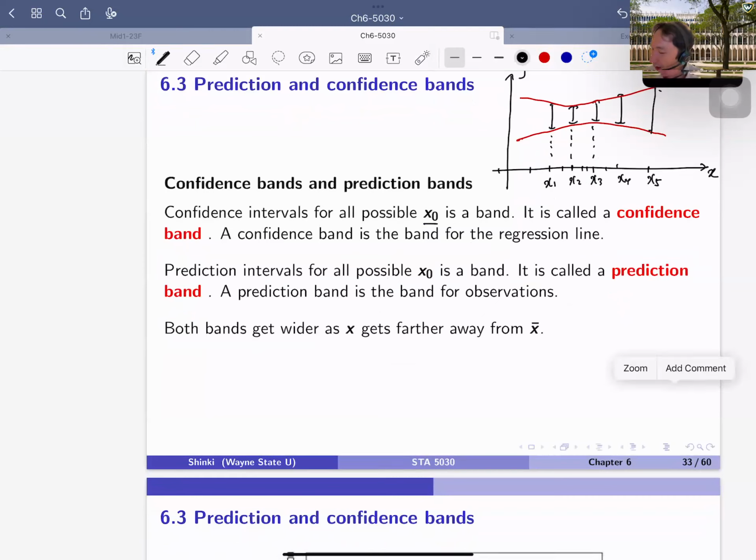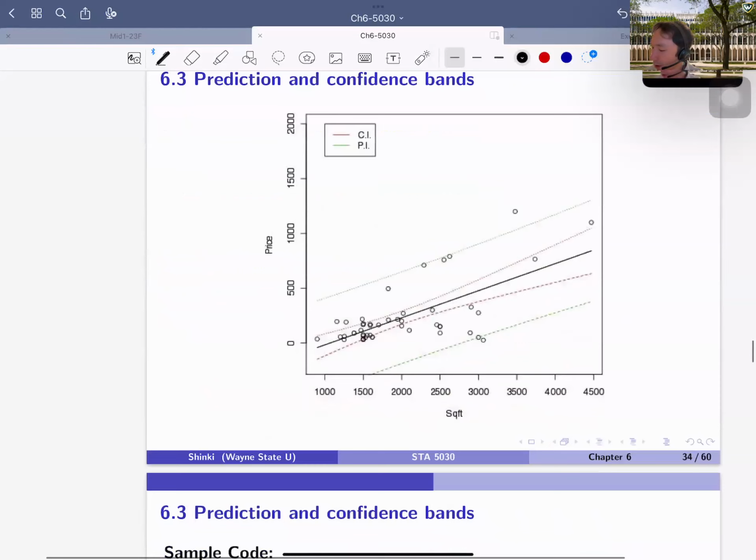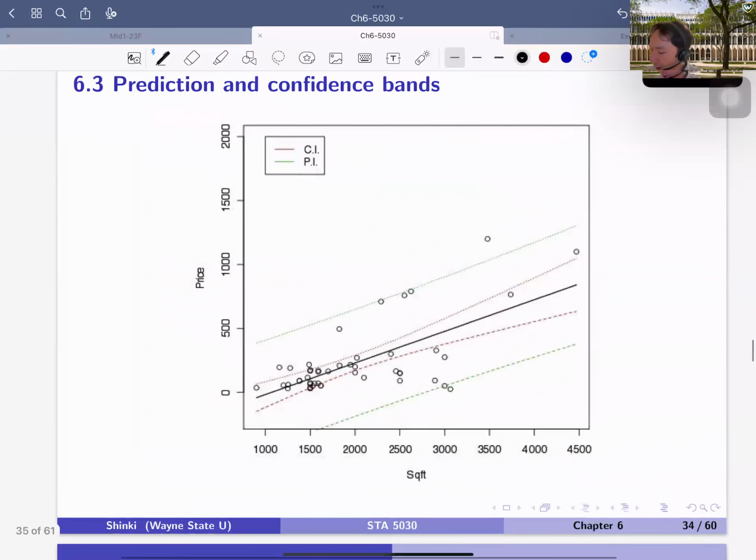Yeah, and both bands get wider as x gets farther away from the center, x bar. And here is an example. This is the condominium data, square footage and the price of the condominium. Price is in $1,000. These are observations, and the red one is the confidence band. So that one is the confidence interval, or I would say the confidence band, denoted by CI. And the confidence band is for the true value.